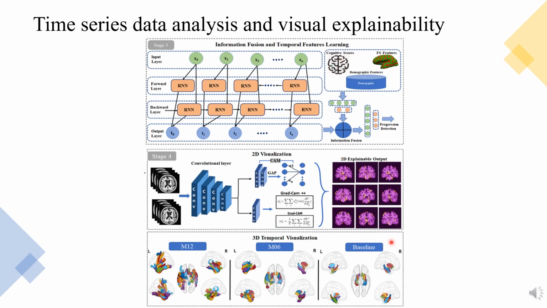Instead, 3 sequences of deep features are passed to the recurrent neural network to capture the temporal features. The output of the BRNN is fused with other modalities such as cognitive scores and demographic features and is classified as normal or diseased patients. At stage 4, an explainable AI approach is proposed that shows 2D and 3D explanations regarding the progressive deterioration of the damaged tissues in the brain over time.